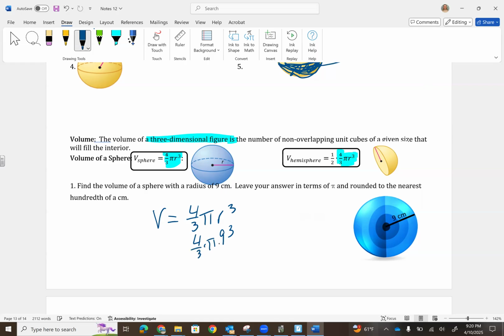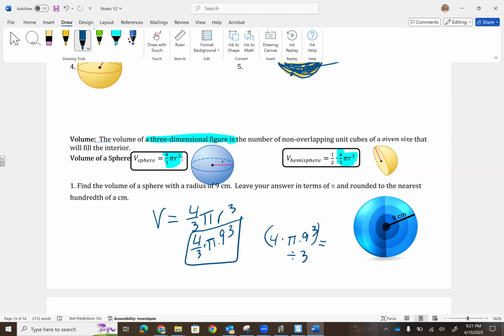Okay, and so you can take that in your calculator. I would use the fraction key. If you don't have a fraction key, I would do 4 times pi times 9 cubed, and then push equal, and then push divide by 3. You could put it all in parentheses. If you have a graphing calculator, you can put this whole thing in there.